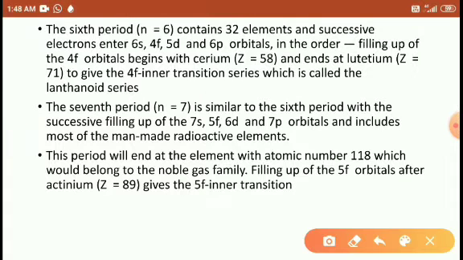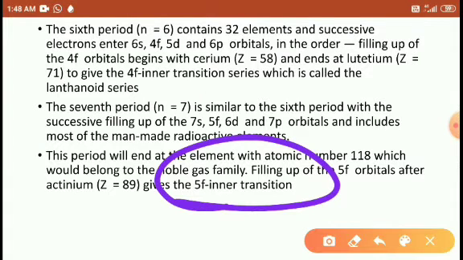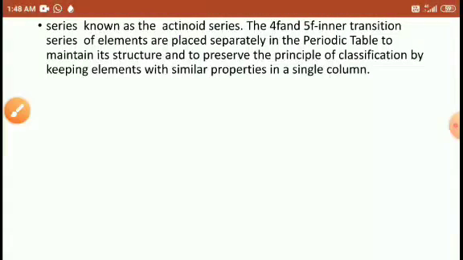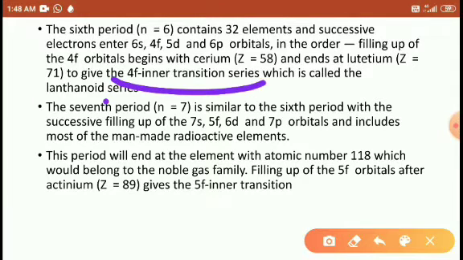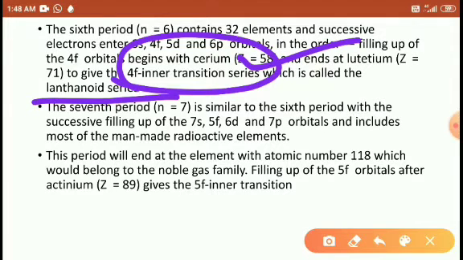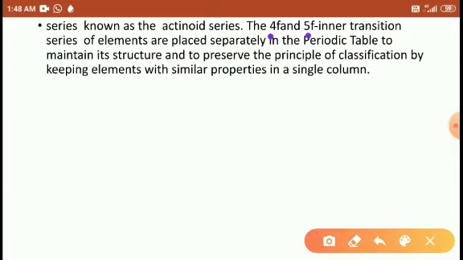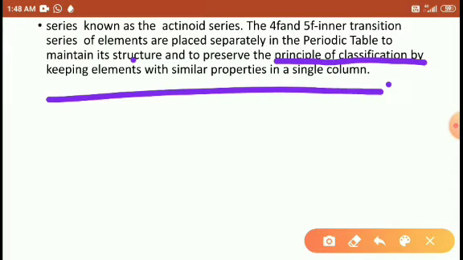Which series? If electrons are shifted into the 5f inner orbitals, it is called the actinide series, right? And what is the lanthanide series? If electrons are shifted into the 4f inner transition series, that is the lanthanide series. If electrons are shifted into the 5f inner transition elements, that is called the actinide series. So the 4f and 5f inner transition elements are placed separately in the periodic table to maintain the structure and preserve the classification of properties in single columns.